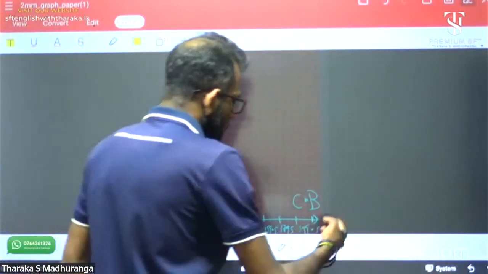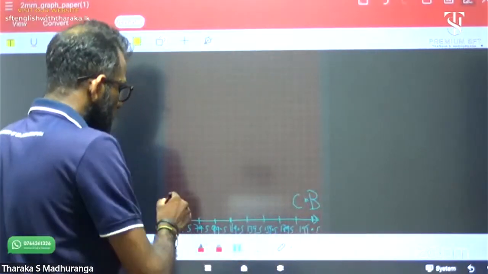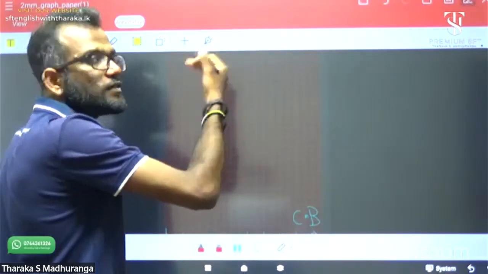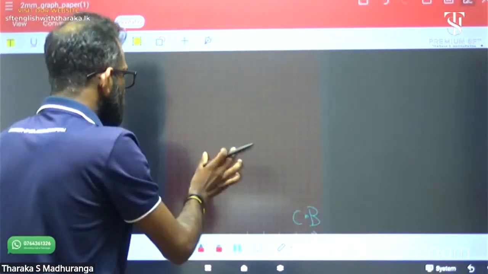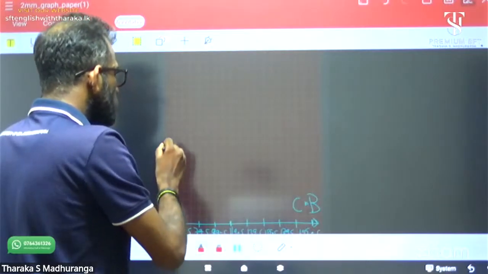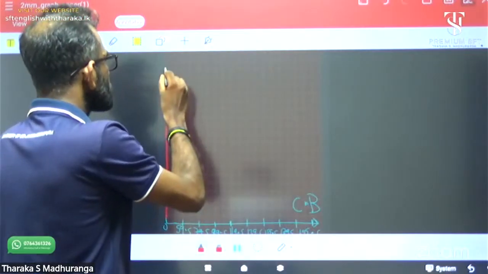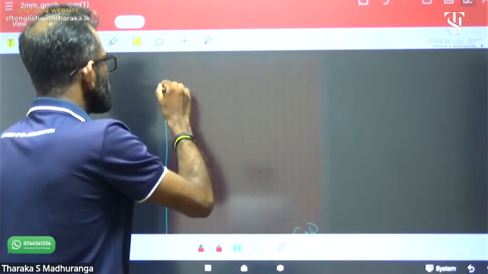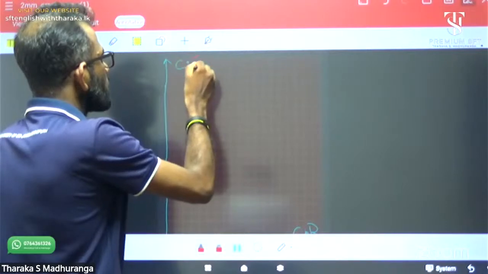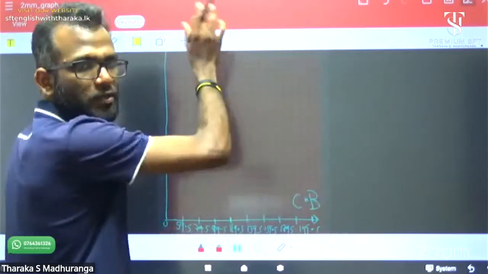Okay, they are the class boundaries, and this is the y-axis. Always you're drawing the y-axis. Now it is cumulative frequency. Then the y-axis is cumulative frequency. Don't add frequency. Class boundary against cumulative frequency.